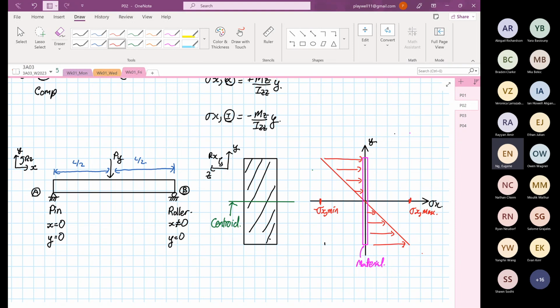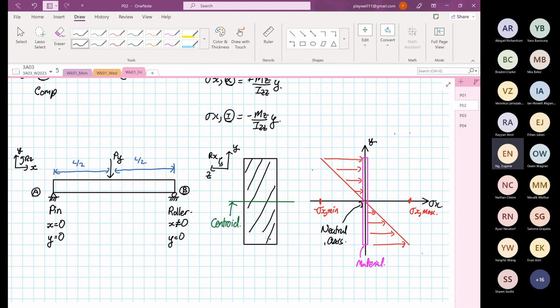Okay. Now, for this case, can someone tell me where is the position of the neutral axis? Yes. Yeah. So at this point over here is where our neutral axis is. Okay.